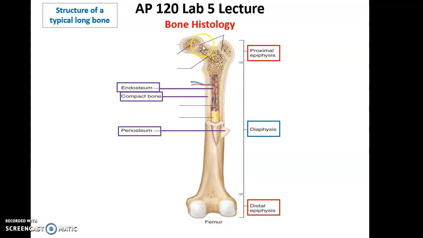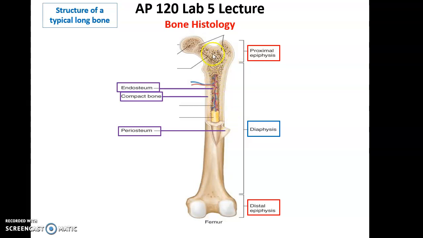The epiphyses, as you see, have the smooth rounded areas for forming joints. And then the shaft is referred to as the diaphysis. So proximal epiphysis, diaphysis, distal epiphysis. You can see that the outside of the bone is made up of compact bone tissue. So all the way around the outside, you find compact bone tissue.